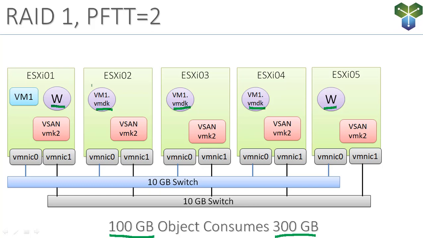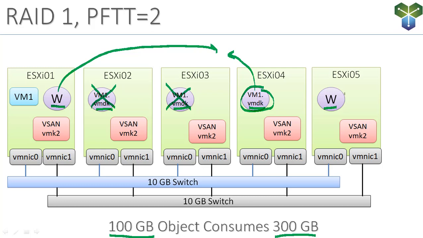Like for example, if ESXi02 fails and ESXi03 fails, I still have an intact copy of that replica on ESXi04, and we can have our little vote here. 1, 2, 3, majority rules. So that will be the active replica. So I have to have at least 5 hosts in my cluster if I plan to use primary failures to tolerate equals 2. And I'm maintaining 3 mirrored copies of that data, so it now consumes triple the space.